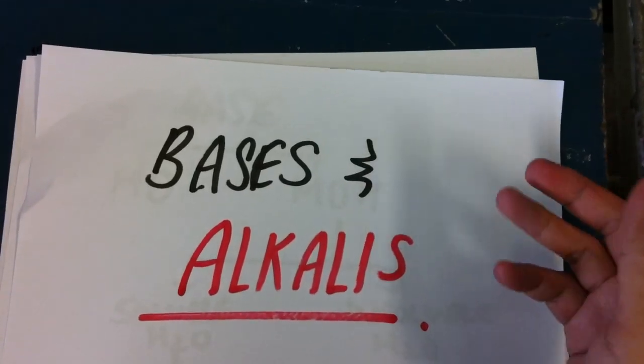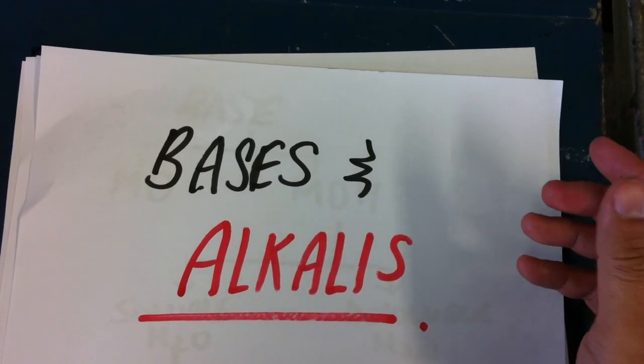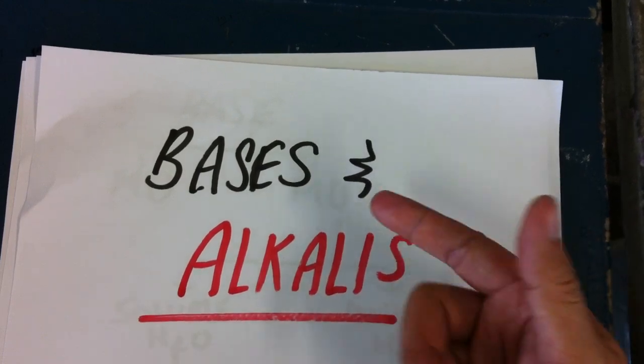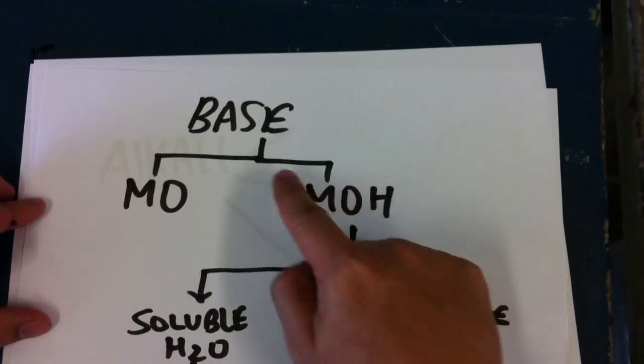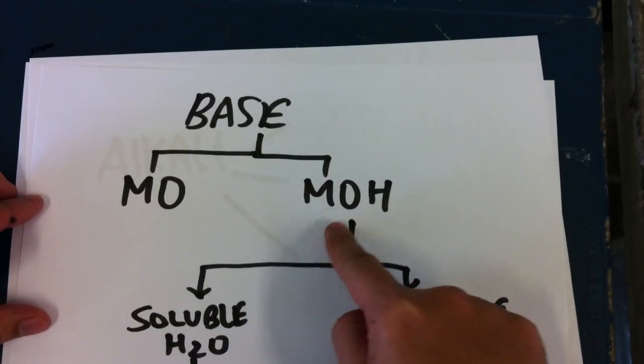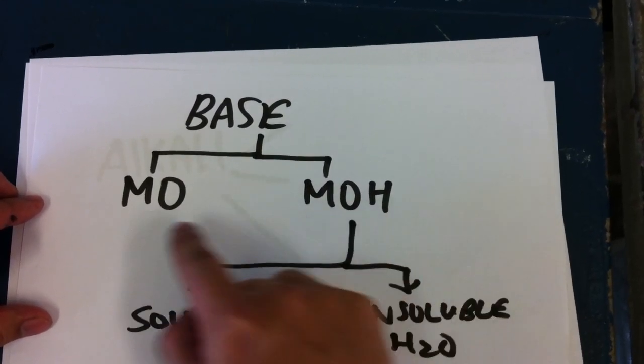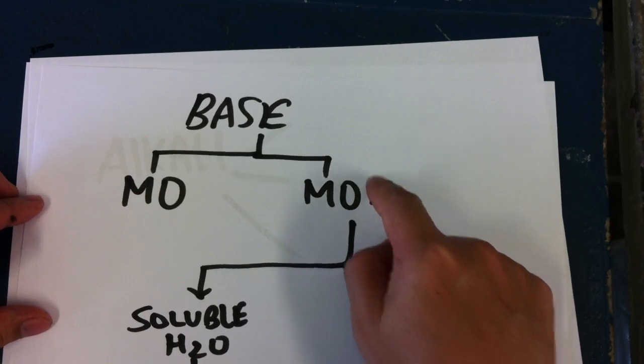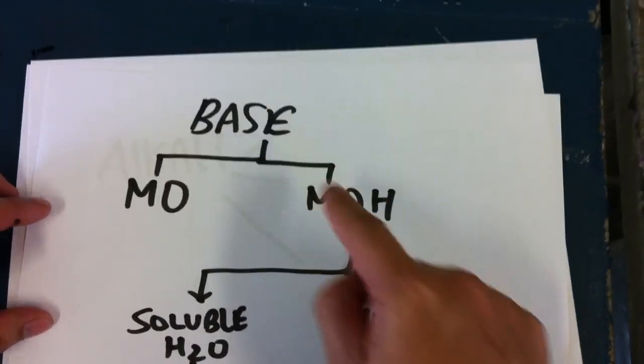In the next video I'm going to talk about bases and alkalines. What's the difference between a base and an alkaline? Basically, a base is a metal oxide or a metal hydroxide. It must be a metal oxide or a metal hydroxide. That is the general classification of a base.